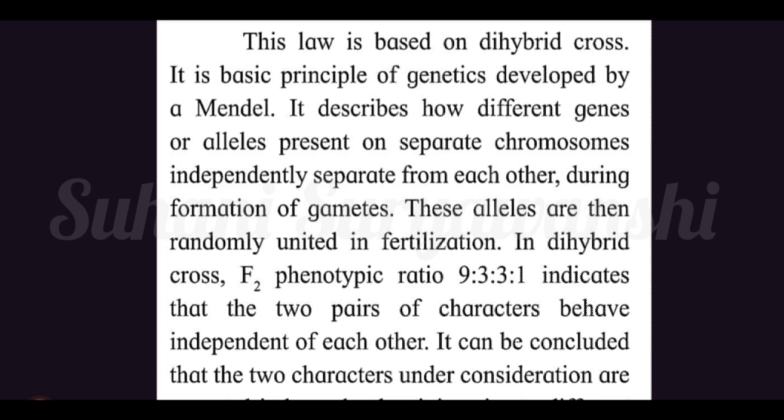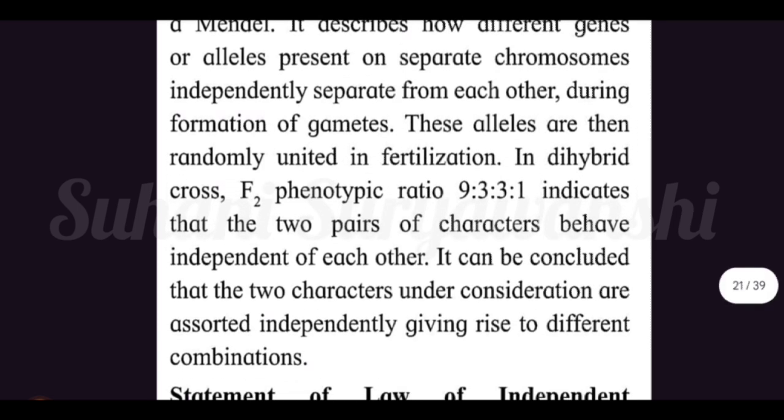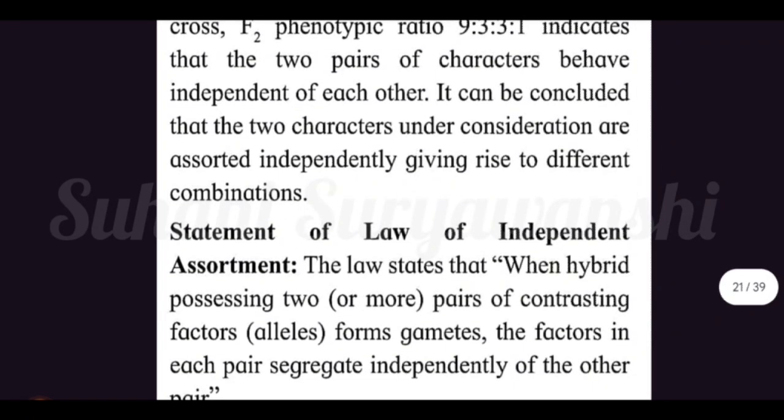It describes how different genes or alleles present on separate chromosomes independently separate from each other. So these alleles separate during formation of gametes, and these alleles are then randomly united in fertilization. In a dihybrid cross, the F2 phenotypic ratio, that is 9:3:3:1, indicates that the two pairs of characters behave independently of each other. It can be concluded that the two characters under consideration are assorted independently, giving rise to different combinations.